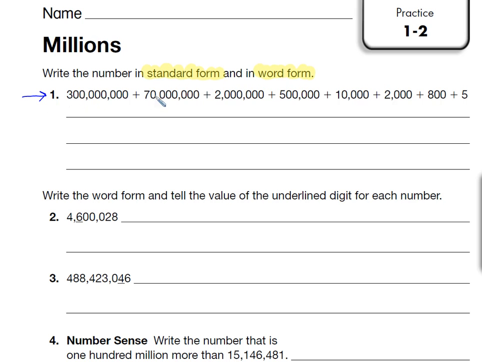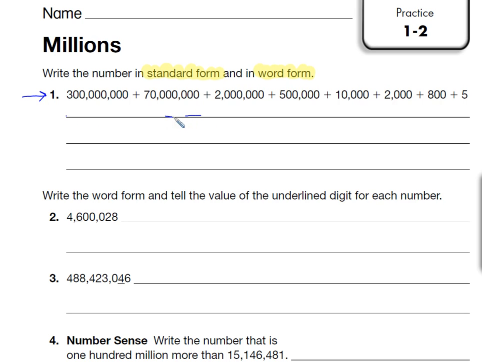300 million plus 70 million plus 2 million plus 500,000 plus 10,000 plus 2,000 plus 800 plus 5 is what we call expanded form. So for the first one, you're going to write the problem out in standard and word form. So the way that we do this, when you're writing a problem in standard form, one of the easiest ways to learn how to do this is to first start by putting your ones place.